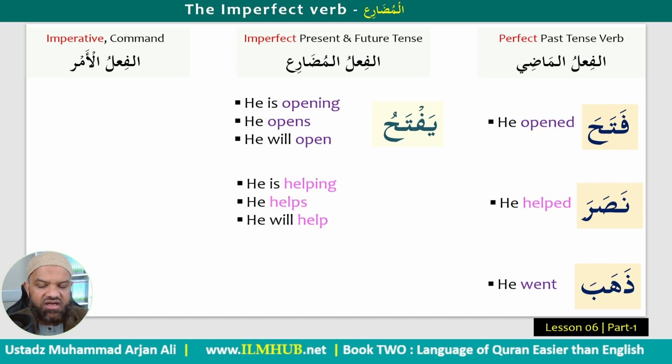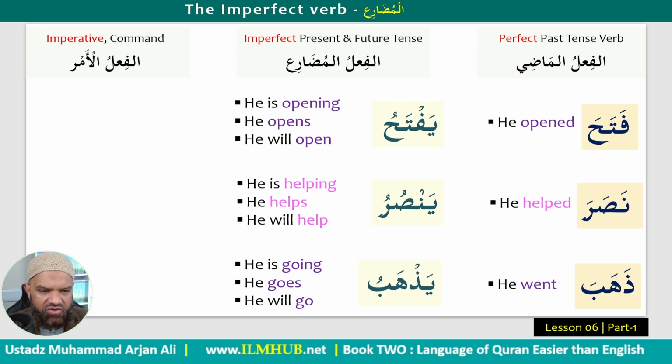Same with nasara. If I want to say he is helping, he helps, he will help, she is helping, I'm helping, they're helping, the teacher, Hamid or Maryam, whatever it is, we will need now the form of the verb that explains that action, and that is yanquru. And then, of course, he is going, he goes, he will go, will be yadhhabu. So we're going to learn how to conjugate these, inshallah ta'ala.